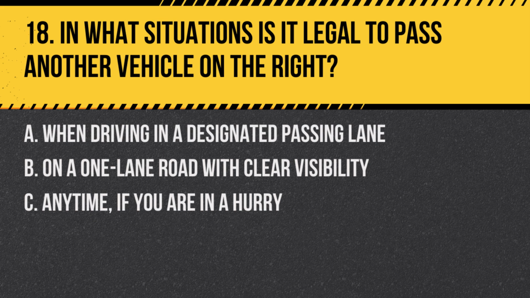A. When driving in a designated passing lane. B. On a one-lane road with clear visibility. C. Anytime if you are in a hurry. Answer: A. When driving in a designated passing lane. Passing on the right is only legal in certain conditions, such as on multi-lane roads where the vehicle being passed is making a left turn.